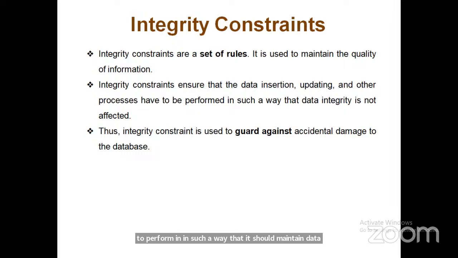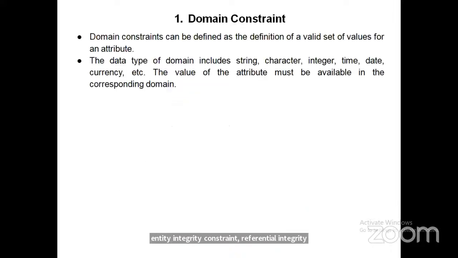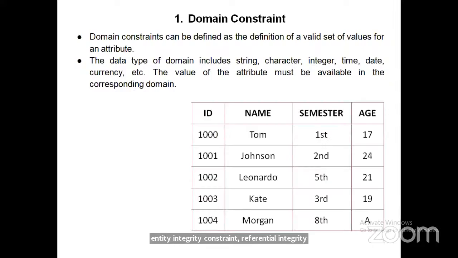Here, integrity constraints are used to guard against accidental damage to databases. Even if any failures occur, by using integrity constraints we can maintain the data properly. The types of integrity constraints are domain, entity integrity constraint, referential integrity constraint, and key constraint. So let us see the first one.